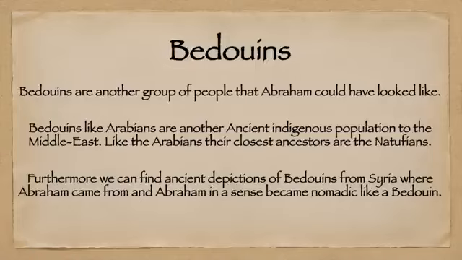Bedouins are another good example, or another good group that Abraham could have looked like. Bedouins, like Arabians, are another ancient indigenous population to the Middle East. Like the Arabians, their closest ancestors are the Natufians. And furthermore, we can find ancient depictions of Bedouins from Syria, where Abraham came from. And Abraham, in a sense, is kind of like a Bedouin because he's a bit nomadic in parts of the scriptures, where he's wandering from Ur to the land of Canaan. He kind of becomes like a Bedouin in a sense.